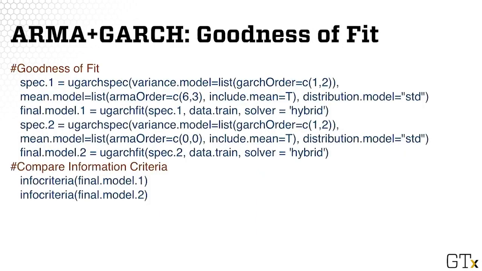Next, I compare the two models using multiple information criteria. Again, for the Euro-USD exchange rate time series, the two models to be compared are ARMA with order 6,3 and GARCH with order 2,1, and the ARMA with order 0,0 and GARCH 2,1. The R code in this slide is for the comparison of these two models. It will be similar for the other two currencies except for the ARMA and GARCH order specification.